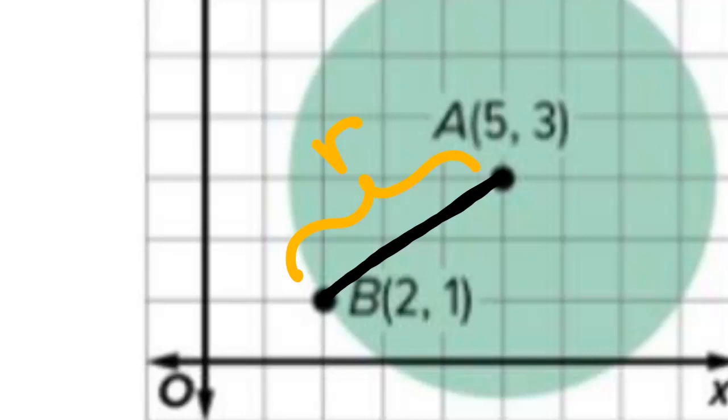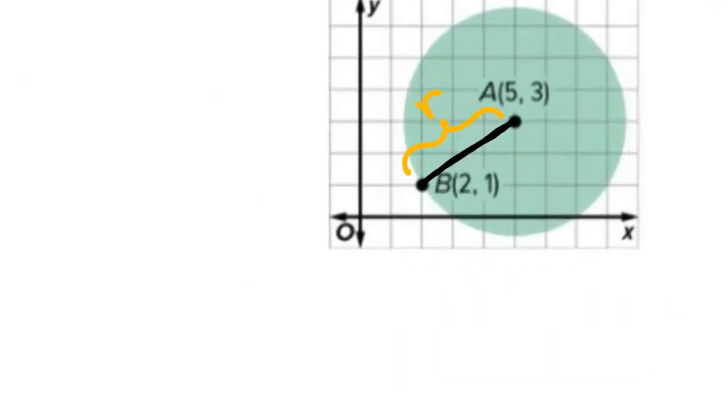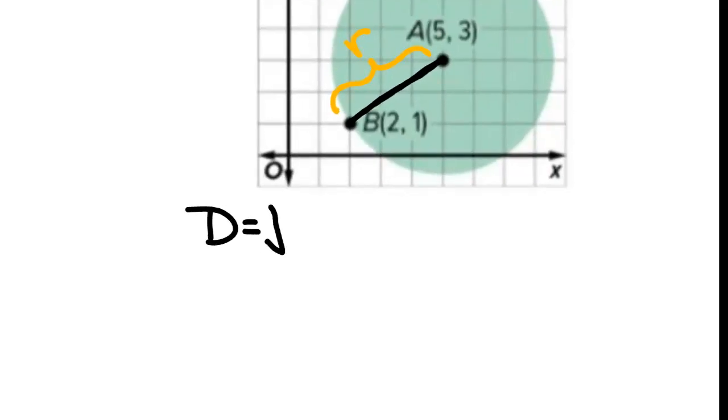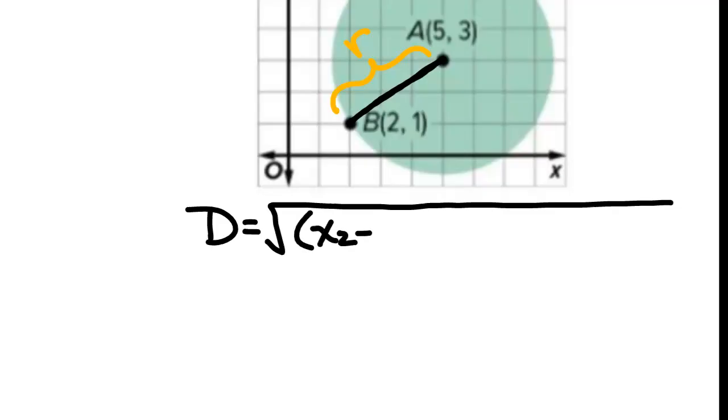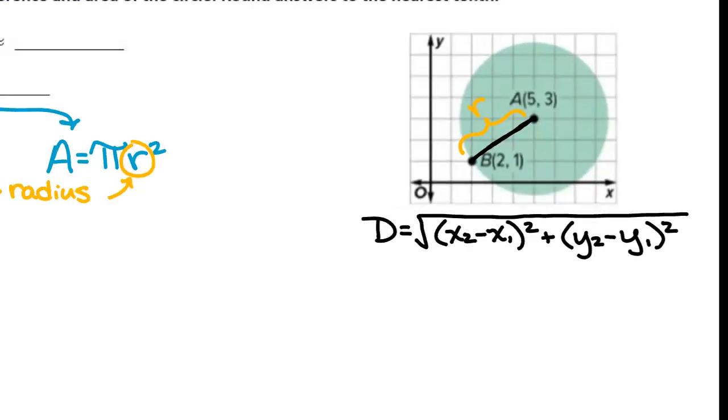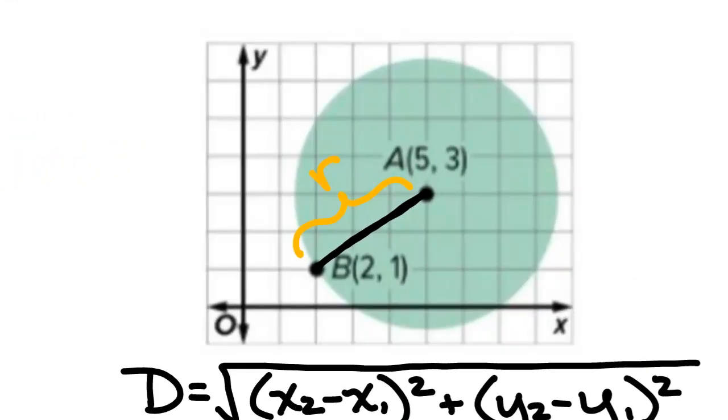So I need to know how big it is. I need to know what that distance is. So I need the distance formula also. Distance equals big square root sign, x2 minus x1, close it and square it, plus y2 minus y1, close it and square it. So those are the 3 formulas that you need for this problem. If you don't have all 3 of those formulas down on your cheat sheet, I would absolutely put them there.